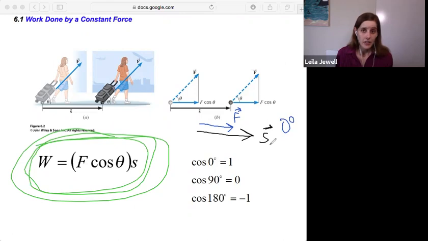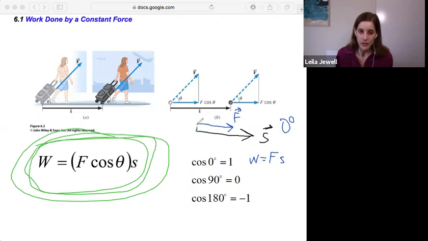And in that case, if you plug in cosine of 0 degrees, that equals 1. What pops out? We just have that work is equal to the force times the displacement, which is the first equation we saw. So 0 degrees says they're in the exact same direction. That's fairly straightforward. What about 90 degrees?